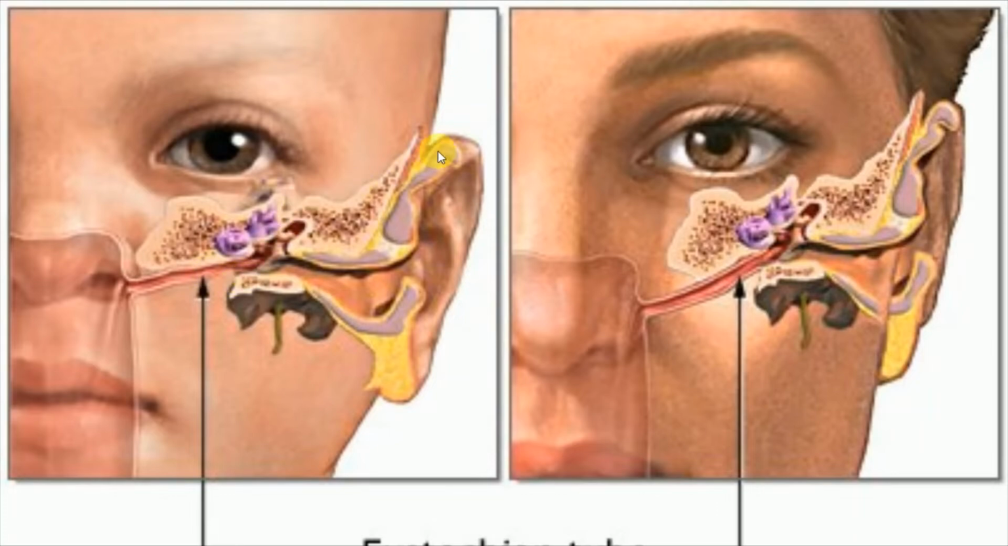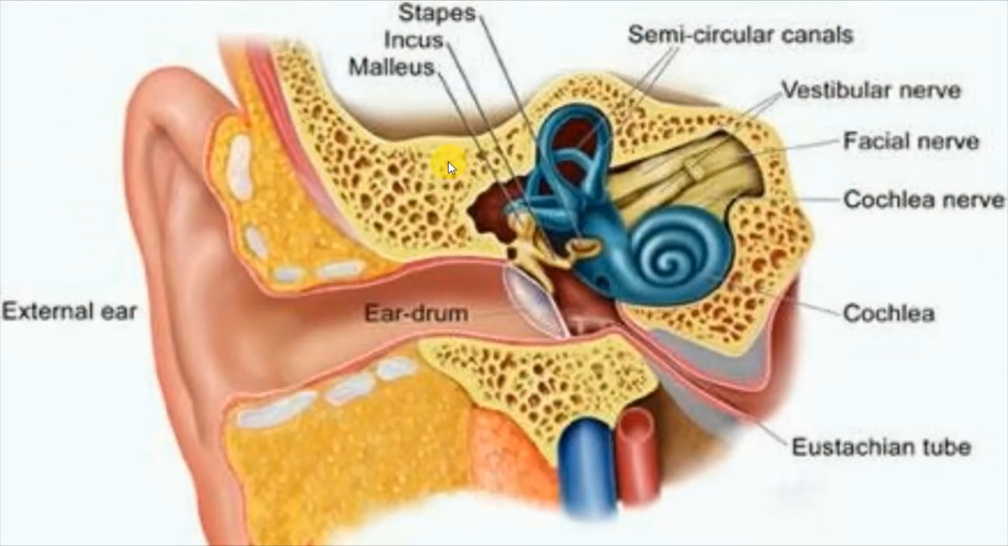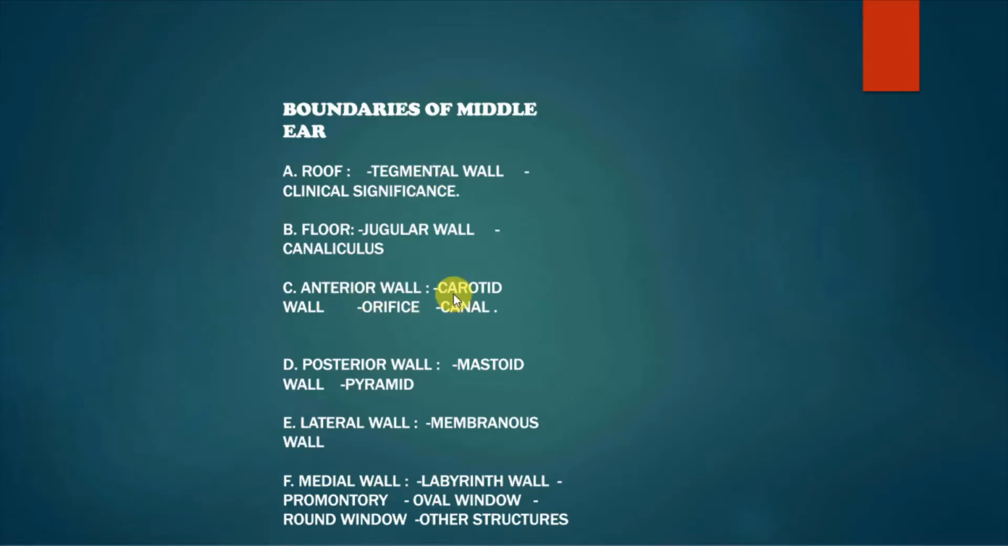Now, how does the eustachian tube function? The main muscle here is the tensor veli palatini muscle. Normally the eustachian tube is closed at rest, but through this muscle it opens, especially when we are yawning or swallowing. Okay, back to the anterior wall, we have a canal here and this canal is for the tensor tympani muscle. We are going to discuss the tensor tympani muscle when we discuss the muscles of the middle ear.